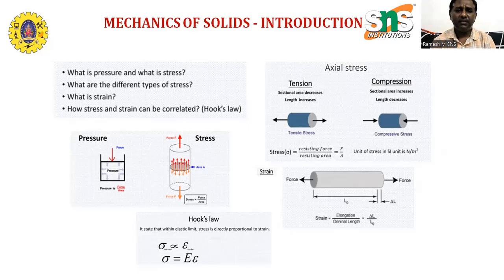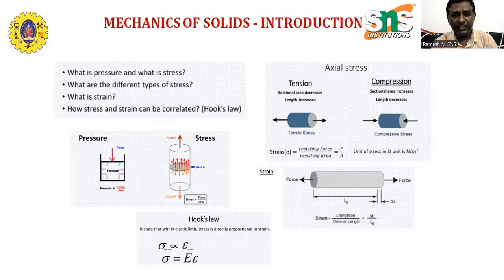If you are taking a cubical one, you have length, width and thickness. Neglecting the length, you can consider the thickness or breadth. That kind of strain is called the lateral strain. This means a change in width to the original width, or change in thickness to the original thickness.